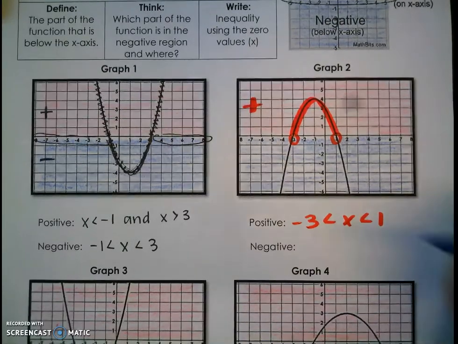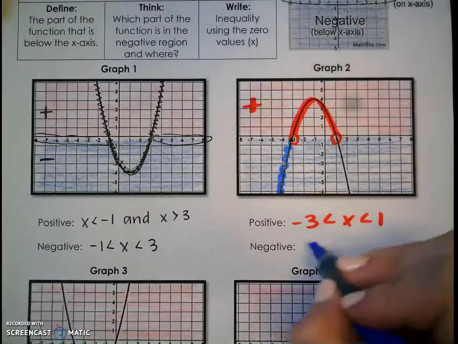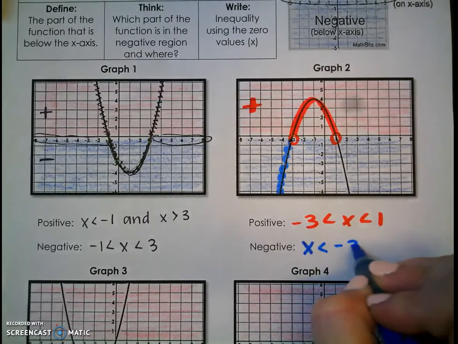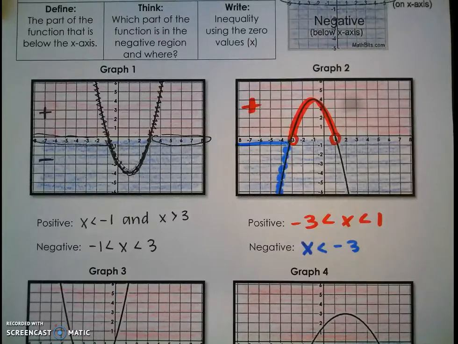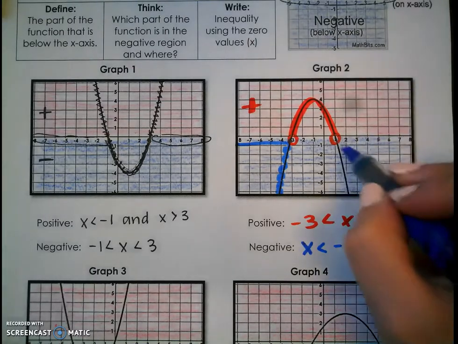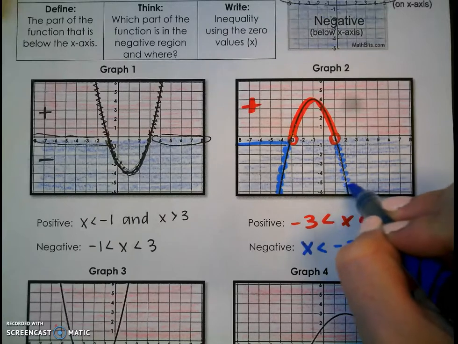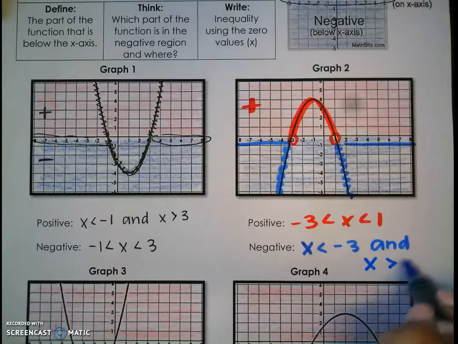Then there are 2 negative sections. So first it's negative right here. This is where your x values are less than -3, because numbers on the left here are less than -3. And the right side over here, where these numbers are bigger than 1.